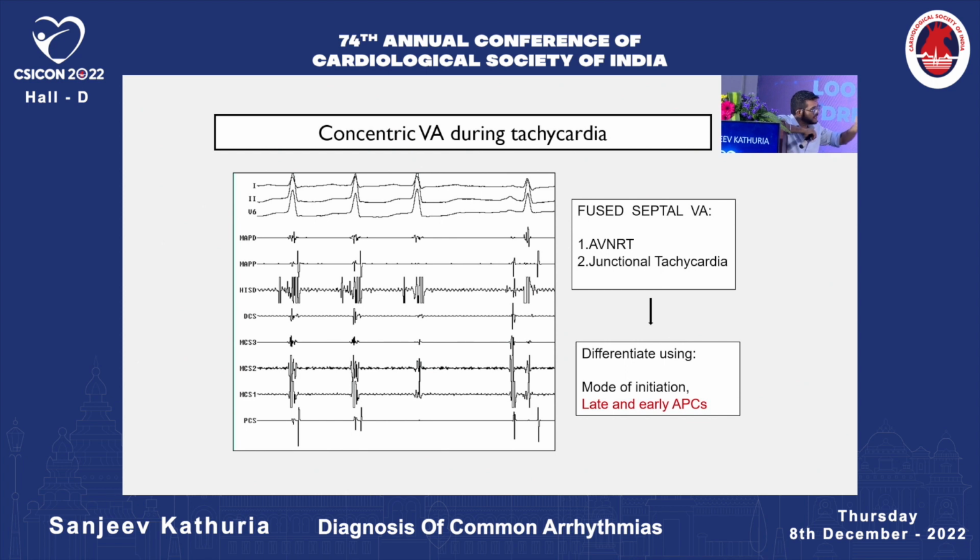Best way to differentiate, if you have the mode of initiation, an AH jump, you are sure it's an AVNRT. But another thing you can do is to put in an early or a late APC, atrial premature contraction, which will find the fast pathway already engaged. So it will break an AVNRT, but it will have no effect on the JT.